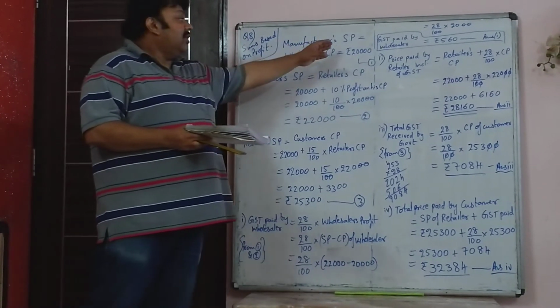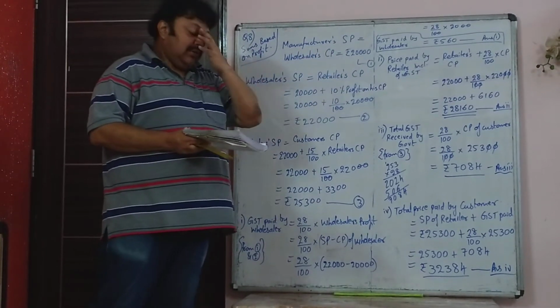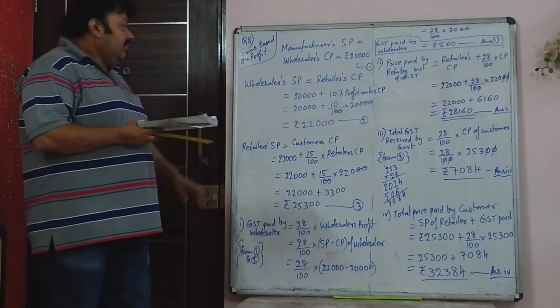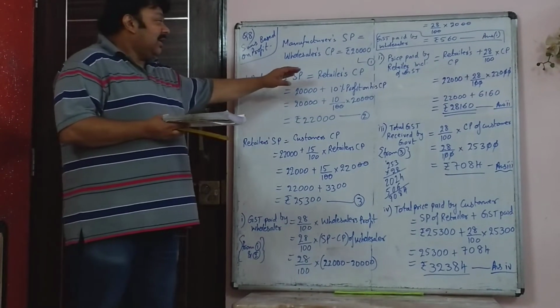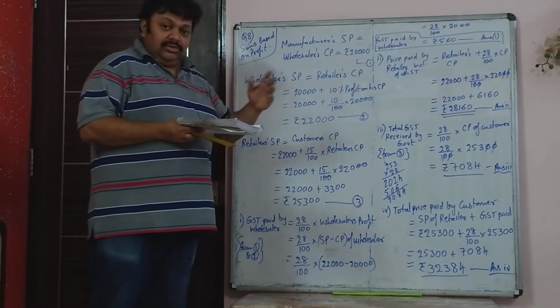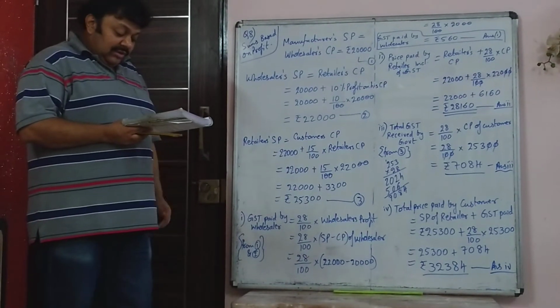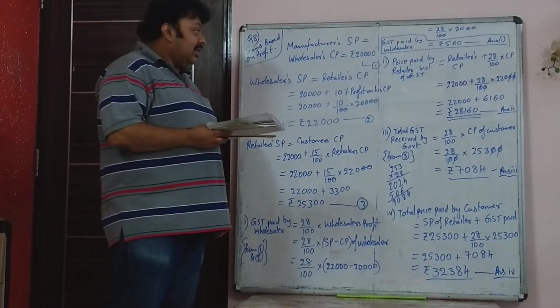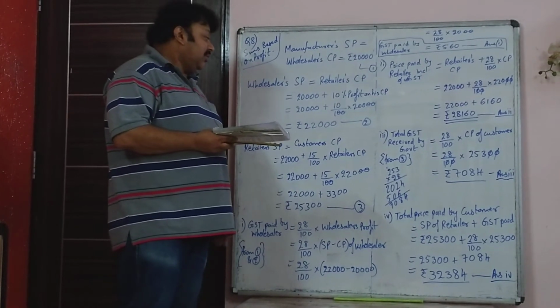So manufacturer's SP is wholesaler's CP. So wholesaler's CP is rupees 20,000. Now wholesaler's selling price is retailer's CP, the next person in the line. So it is given the retailer sells it to customer. So retailer is buying it at 15% profit.